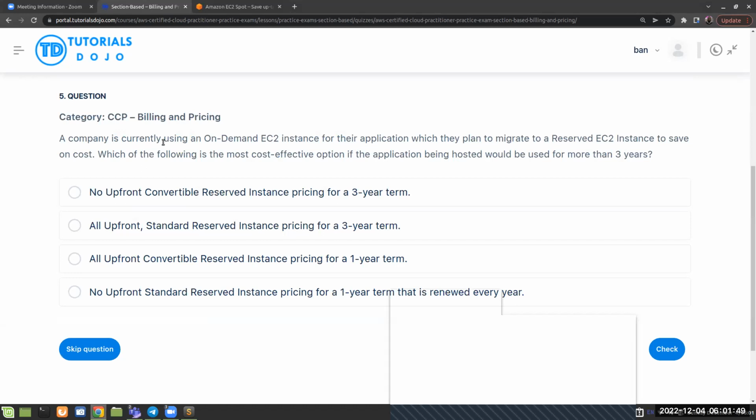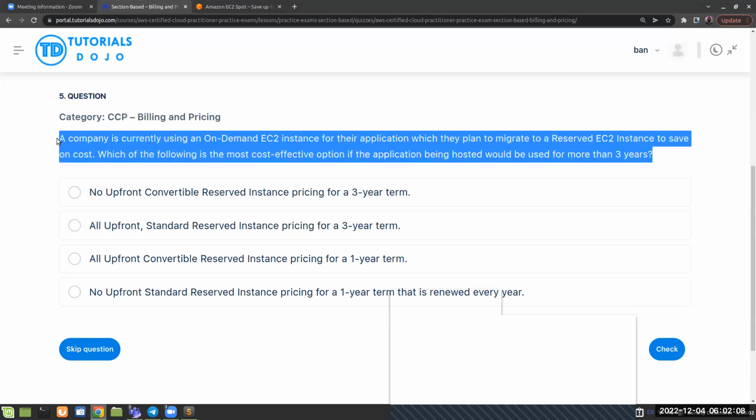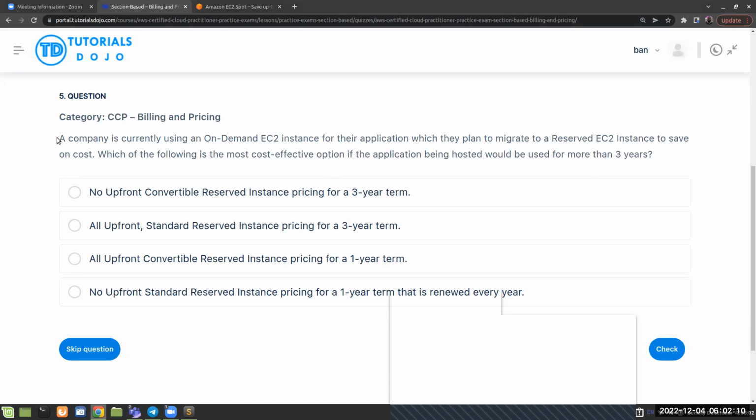A company is currently using an on-demand EC2 instance for their application, which they plan to migrate to a reserved EC2 instance to save on cost. Which of the following is the most cost-effective option if the application being hosted will be used for more than 3 years? So what's the key phrase in that question, or what guides you in answering that question, and then what would be the right one?